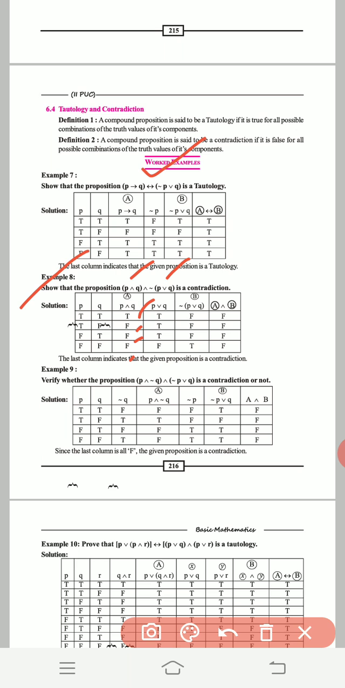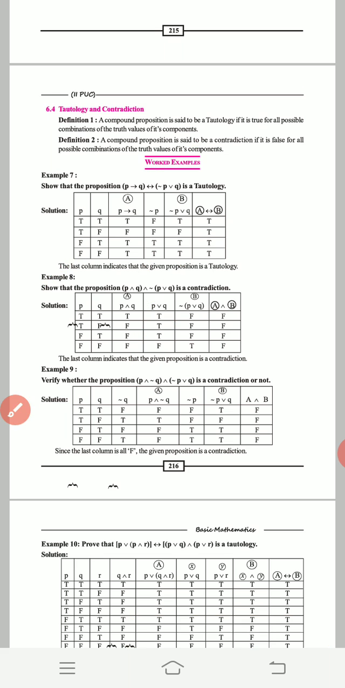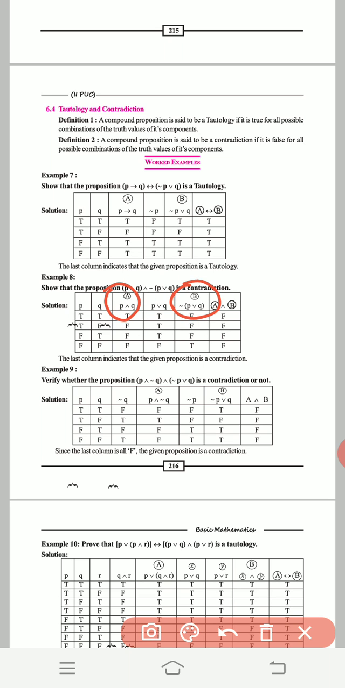P or Q means if both the statements are false, then only it is false. See here: true, true, true, false. Next, negation of P or Q. See, this is P or Q. Negation means here false, false, false, true. This is negation of P or Q. See, next, this is considered as A, this is considered as B.